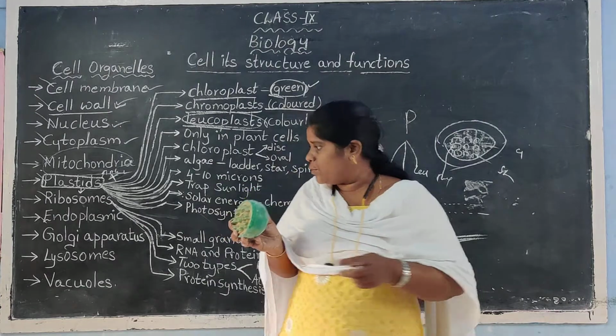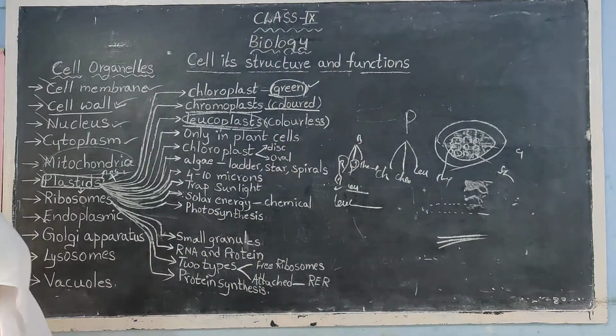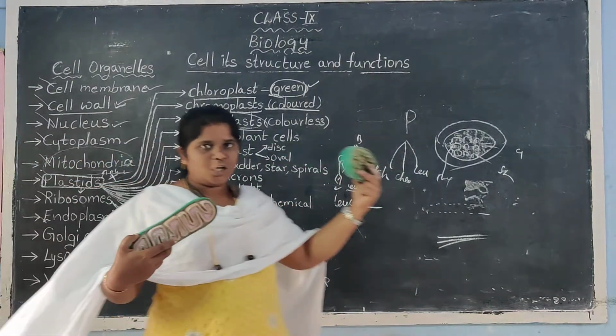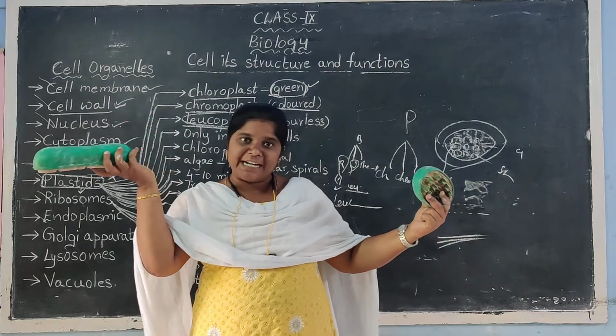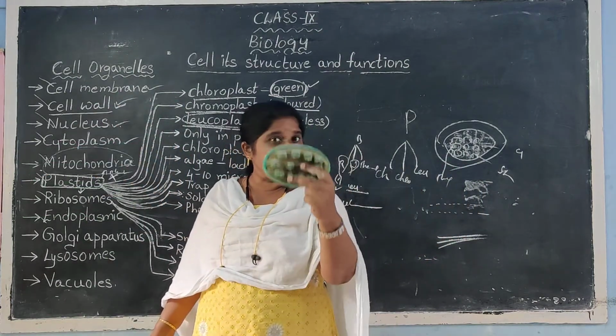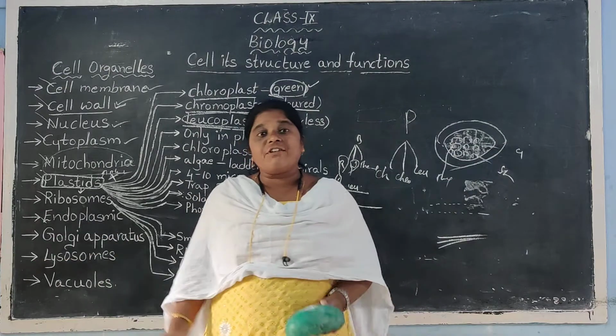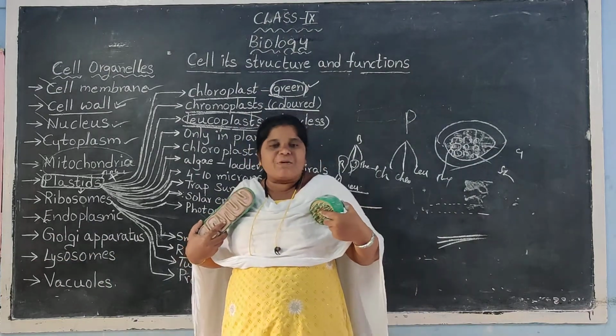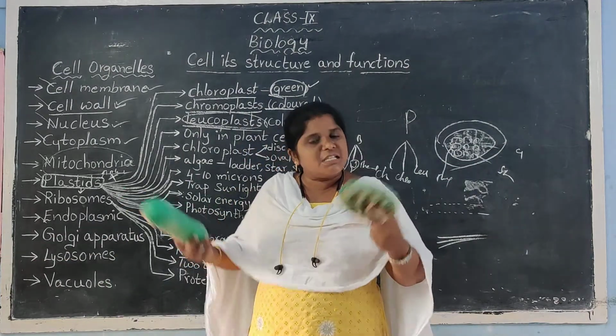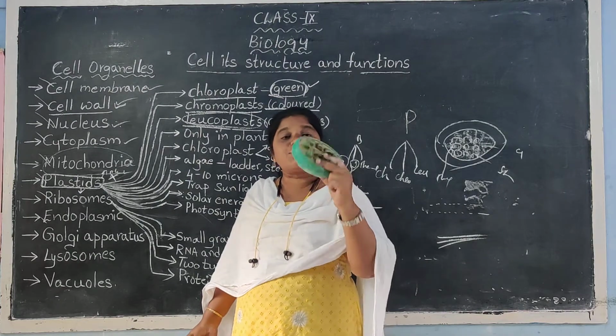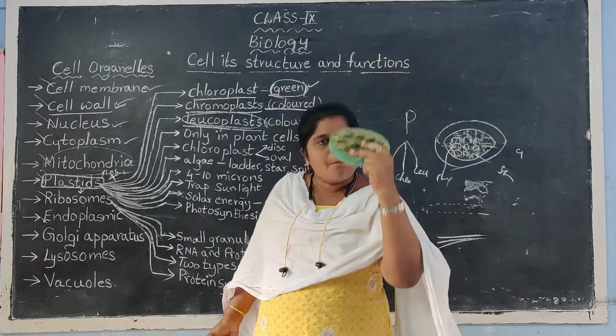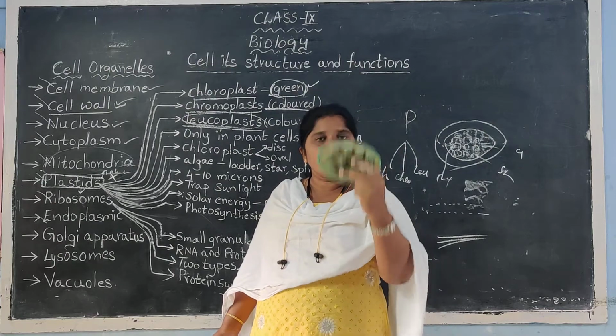So I hope you got the difference here. This is mitochondria. This is chloroplast. Mitochondria is present in both plant and animal cells, whereas chloroplast is present only in plant cells. You are not having chloroplast. I am not having chloroplast because we are animal cells, whereas a plant cell is provided with a specialized plastid called chloroplast.